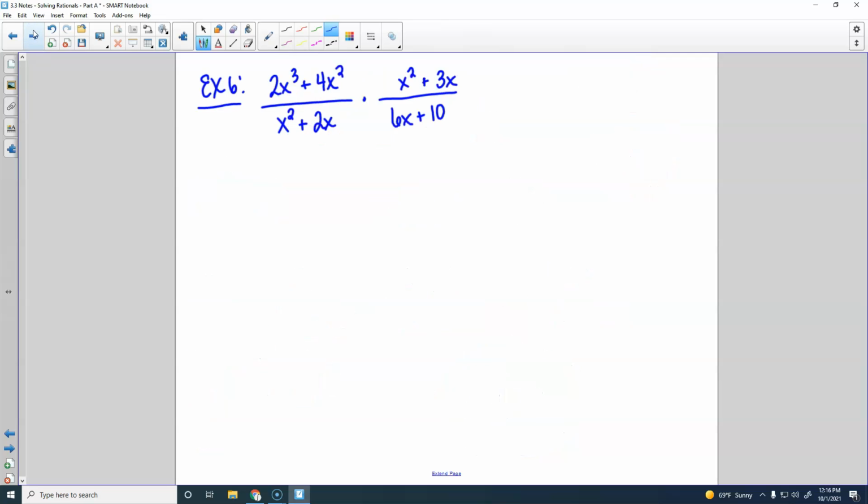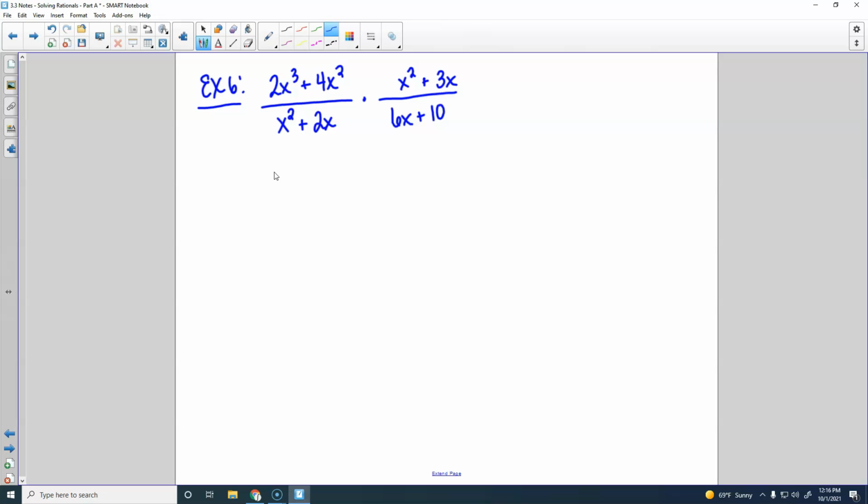Okay, here's the last one that we're going to do as an example. So I've got 2x to the third plus 4x squared over x squared plus 2x times x squared plus 3x over 6x plus 10. So, right here, I am looking at how to factor that.